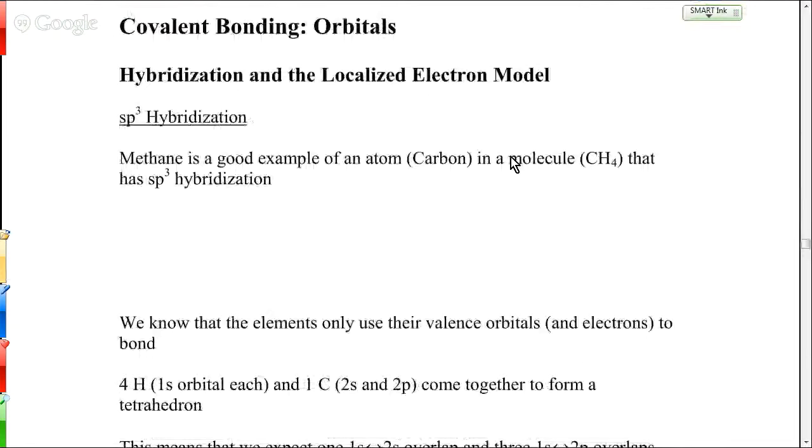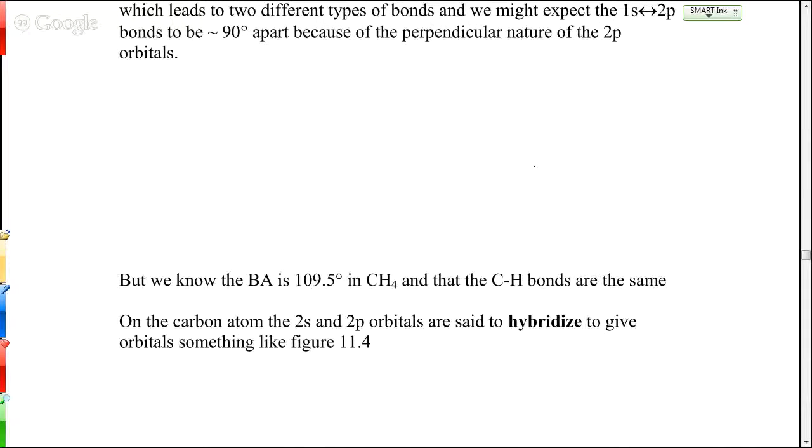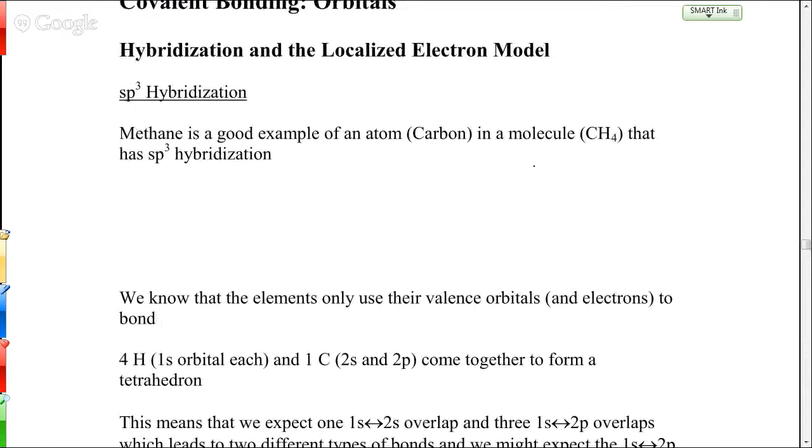Okay, let's move on and talk a little bit about hybridization. That was the last part of the lab, which we didn't quite get to. This idea of hybridization. So what does this mean? Let me draw you a picture. We say that methane looks like this.